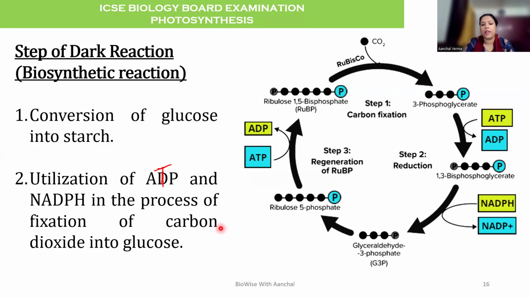So here you can see NADPH is used in the process of fixation of carbon dioxide. This is actually the 3-step process of carbon fixation, not there in your syllabus, but you just know that ATP is utilized to produce ADP in this process, and glucose is produced as a byproduct here. Okay. So here carbon dioxide is used and glucose is produced. Fine.